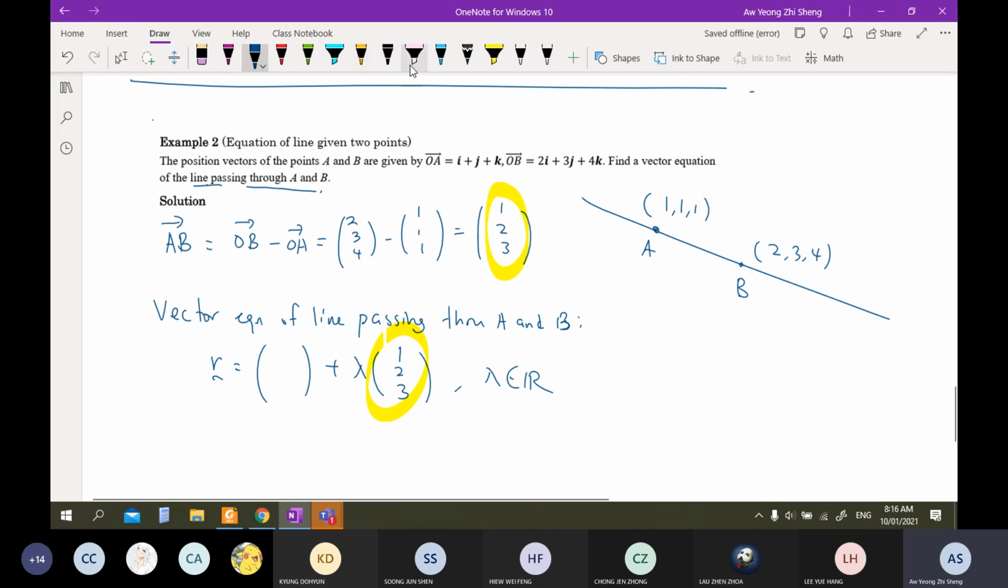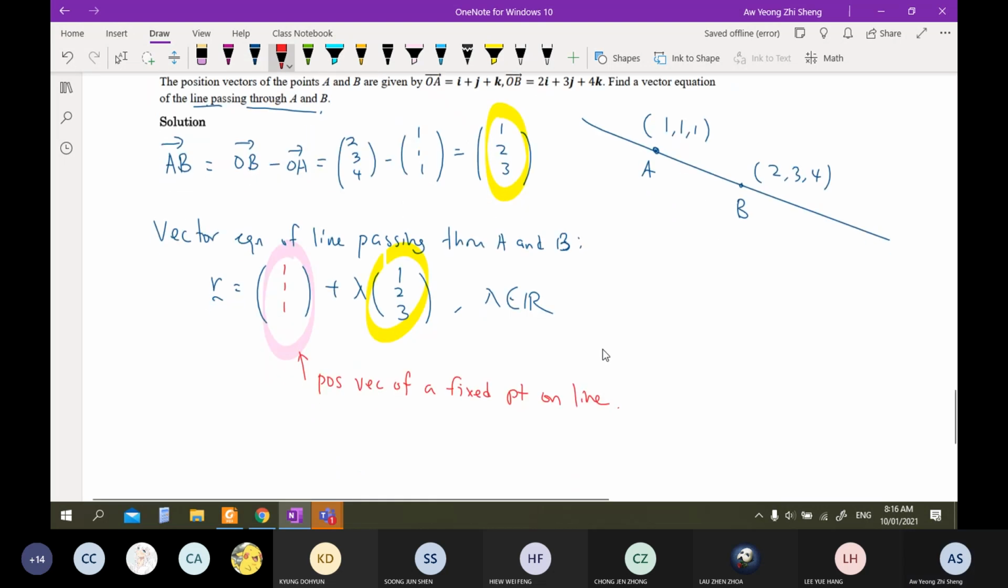Then the one in pink should be a fixed point. This is the position vector of a fixed point on the line. So it's either point A or point B, whichever you prefer. I put point A, (1, 1, 1). If you put (2, 3, 4), it's also correct. It can be any fixed point on the line. Okay, then done.